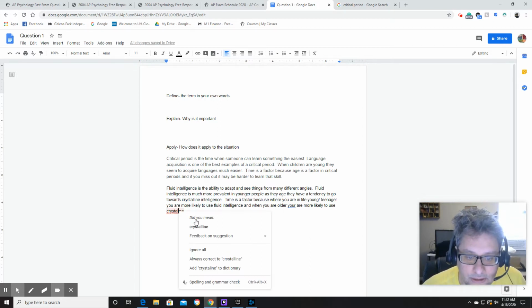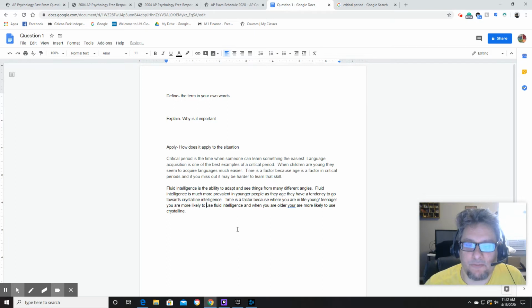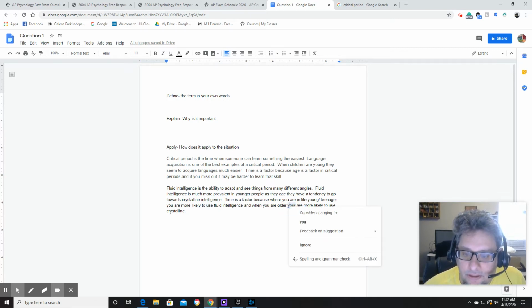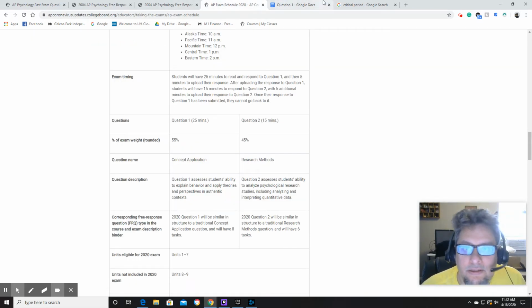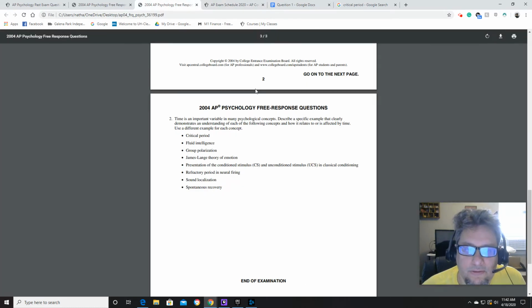Okay, so fluid intelligence is the ability to adapt and see things from many different angles. Fluid intelligence is much more prevalent in younger people. As they age, they have a tendency to go towards crystalline intelligence. Time is a factor because when you are young or a teenager, you are more likely to use fluid intelligence, and when you are older, you are more likely to use crystalline. All right. So how does it relate to time, right? Let's go ahead and jump over to the next one.